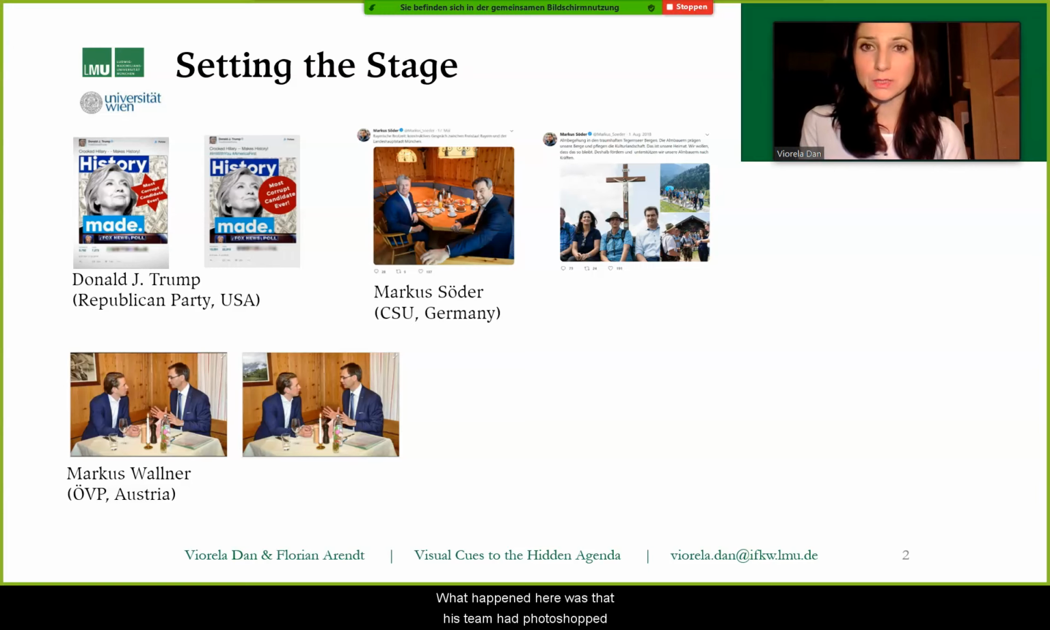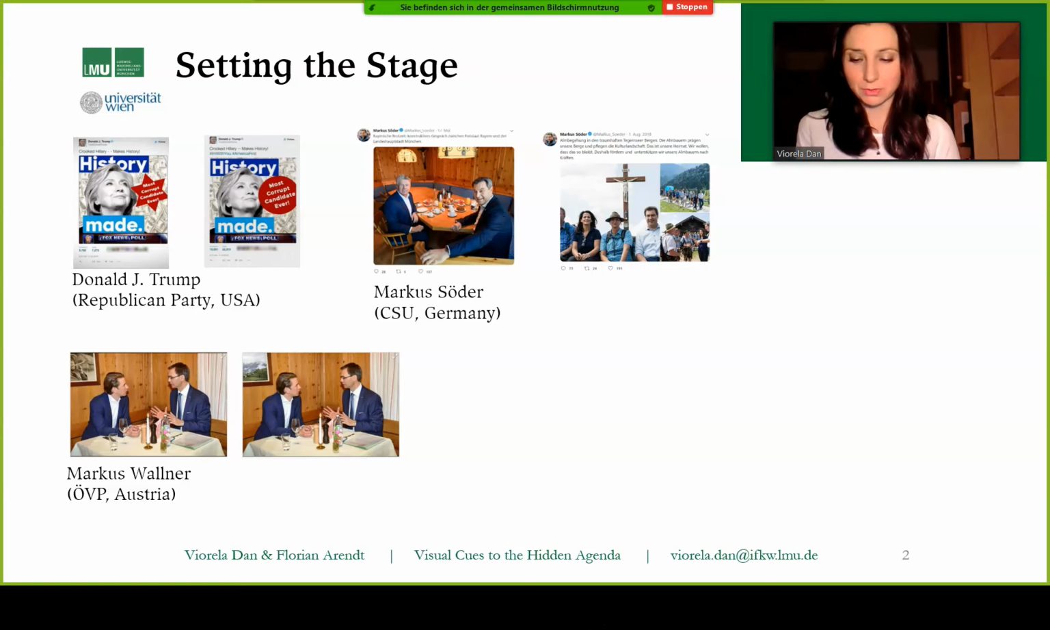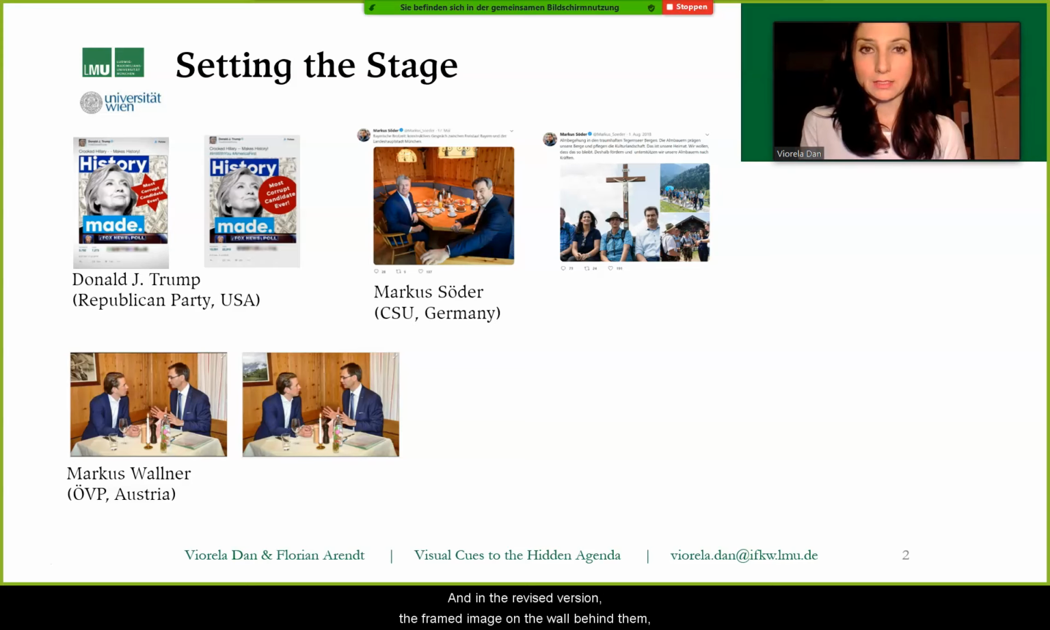So what happened here was that his team had photoshopped an image showing him talking to Sebastian Kurz, on the left side of those images you can see there, after having posted them on Facebook. And in the revised version, the framed image on the wall behind them showed mountains instead of the original, which was an older woman smoking a joint.